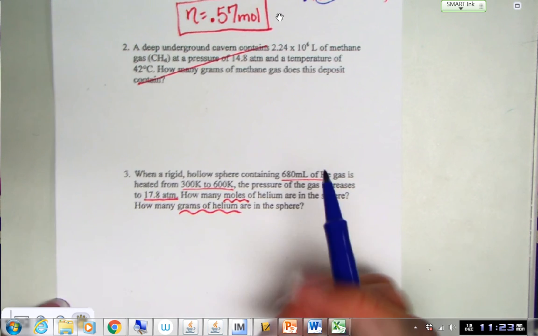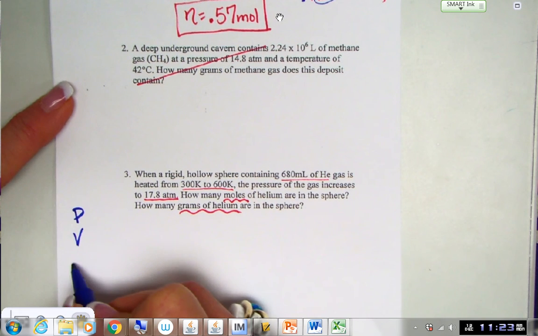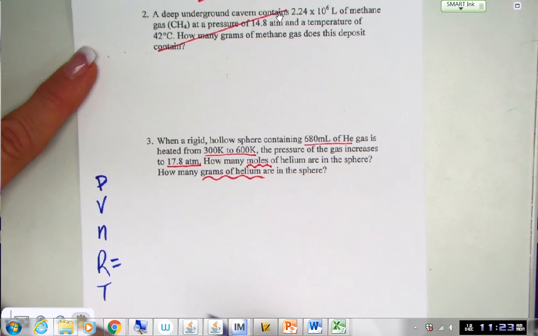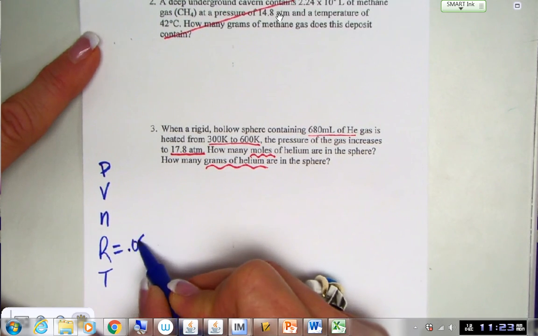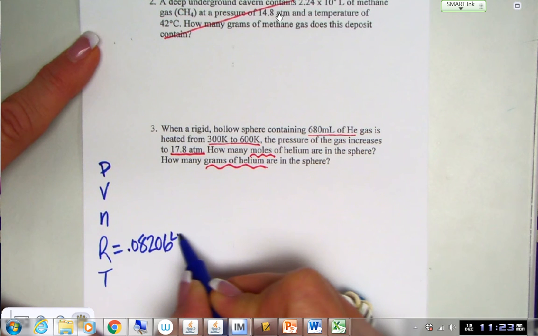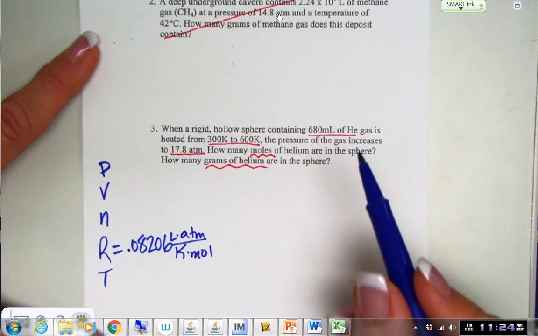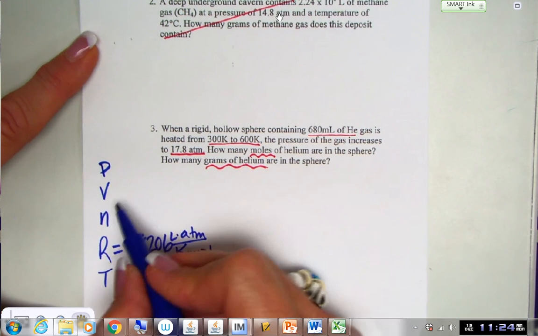So we're going to list our givens: P, V, N, R, T. Of course, we always know R is 0.08206 liter atmospheres per Kelvin mole. All right, so now it says 680 milliliters, so that's the volume.